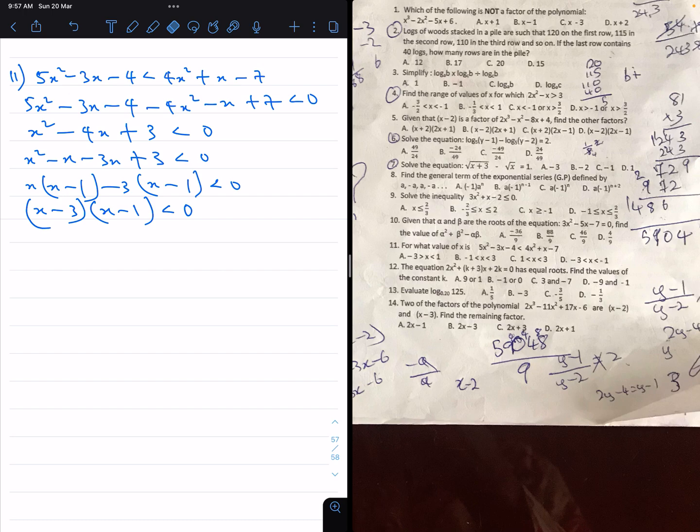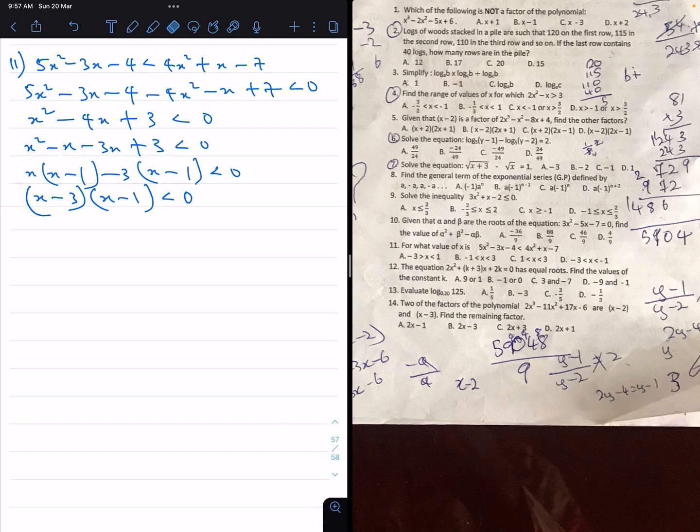So that's the understanding we need to be able to find the range of values of x that satisfy the inequality. So what do you have?